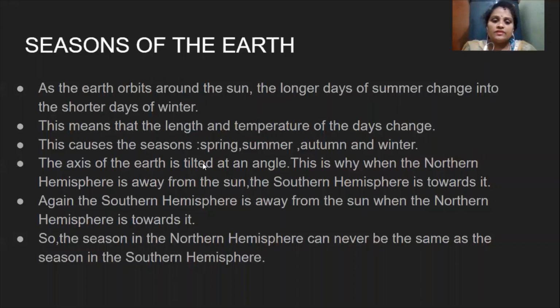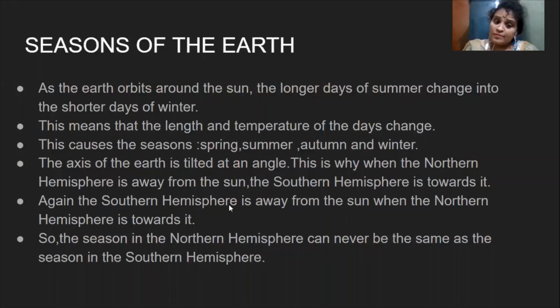The axis of the earth is tilted at an angle. This is why when the northern hemisphere is away from the sun, the southern hemisphere is towards it. Here the axis of the earth is tilted, right? Tilted means inclined. That is the reason why if the northern hemisphere is away from the sun, then the southern hemisphere is towards it.